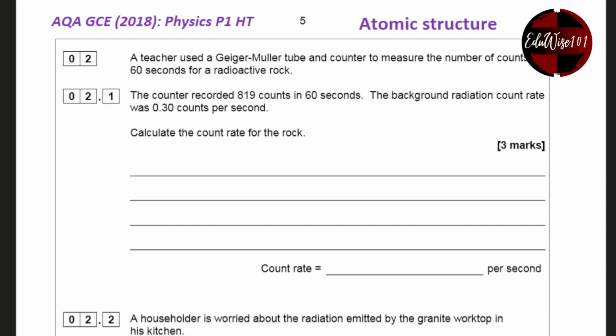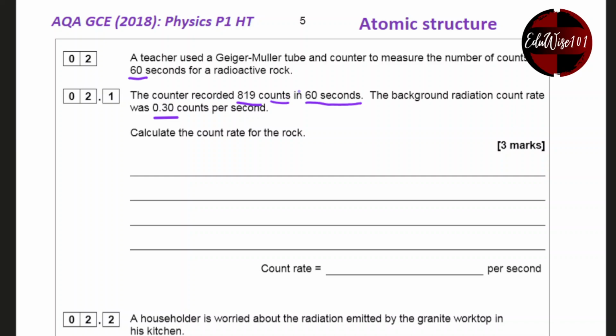A teacher used a Geiger-Müller tube and a counter to measure the number of counts in 60 seconds for a radioactive rock. So they're counting for 60 seconds. The counter recorded 819 counts in 60 seconds. The background radiation count rate was 0.3 counts per second. Calculate the count rate of the rock.